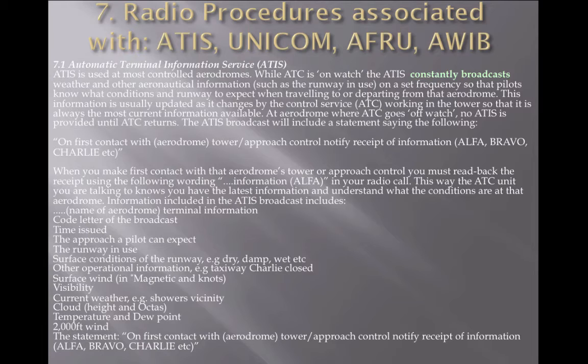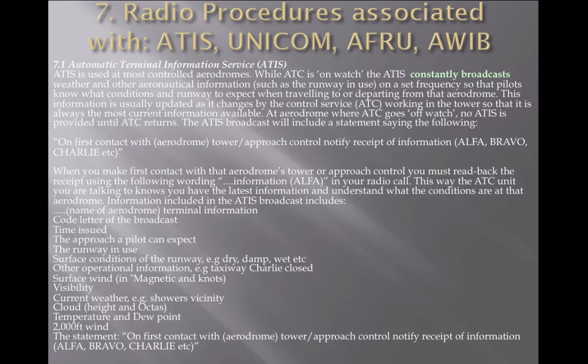On first contact with the aerodrome tower or approach control, notify receipt of information. When you make your first contact with the aerodrome's tower or approach control, you must read back the receipt using the following wording: Information Alpha, information Charlie, information Golf, in your radio call. This way ATC units you are talking to know that you have the latest information and understand what conditions are at the aerodrome.